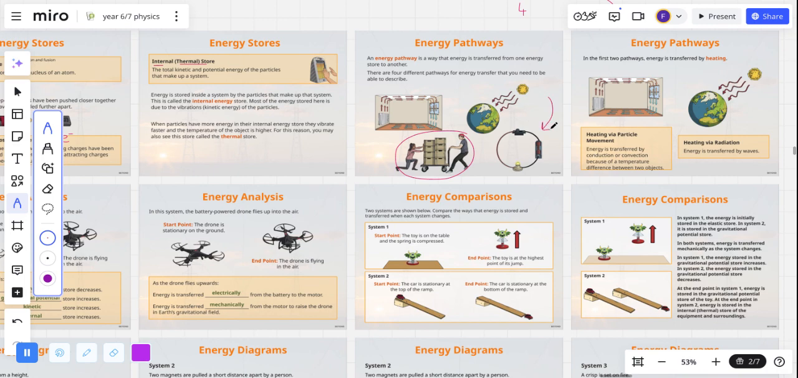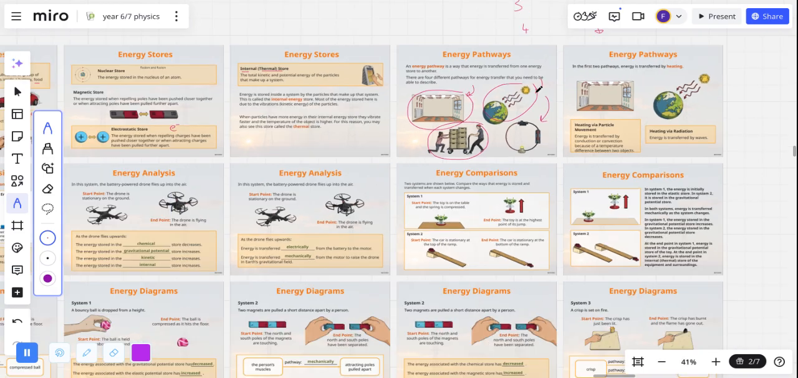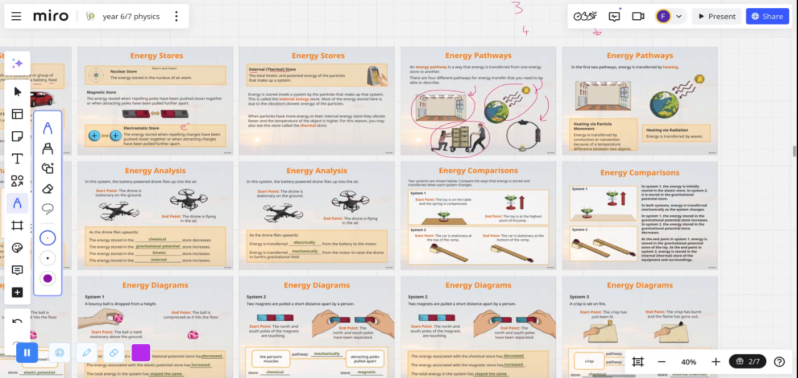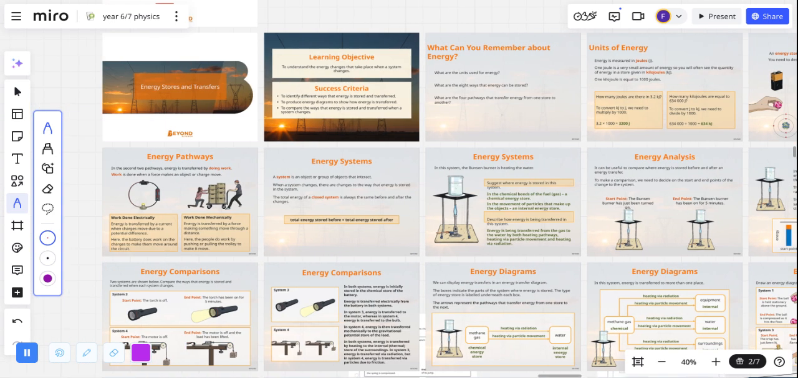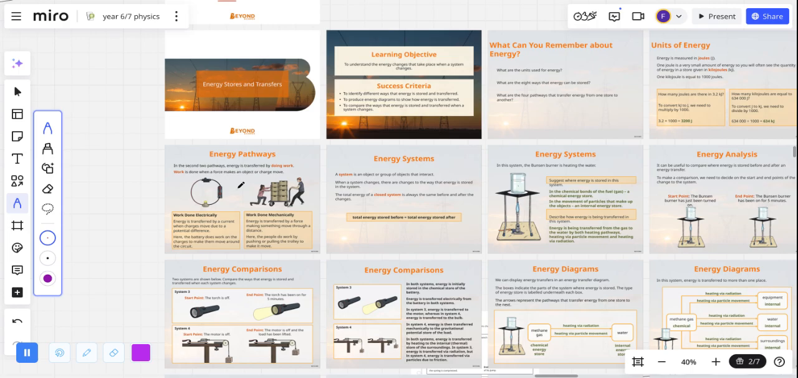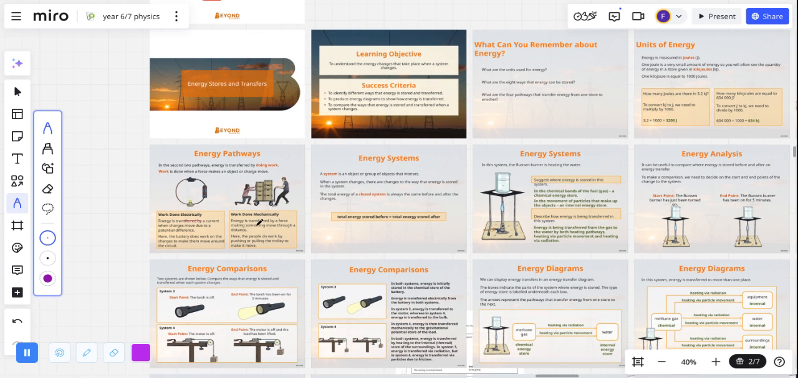This is electrical. We've got a battery that has chemical energy in it, and it's been changed to light. The transfer pathway is electrical. This one and this one are heating. This is heating by particles. This is heating by radiation. Particles means things like physically touching a hot cup of tea. All right, now we go all the way to here in terms of energy pathways. Here, this is the electrical transfer pathway, the mechanical transfer pathway. Okay.